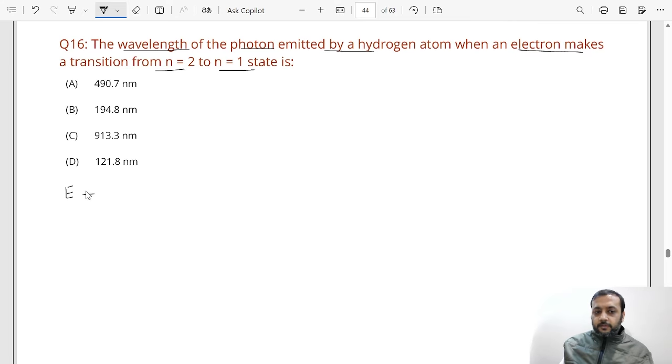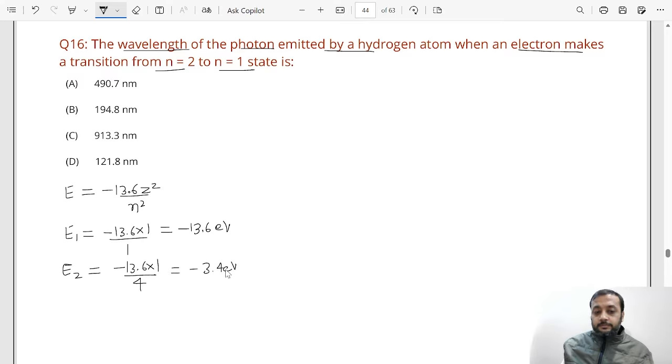We know that the energy formula for hydrogen is minus 13.6 into Z square by n square. If you want the energy of the first level, then Z will be 1 for hydrogen, and n you can put 1, that means minus 13.6 electron volts. If you want the second energy, then minus 13.6, Z again 1, and n equals 2, so it will become 4. This becomes minus 3.4 electron volt.